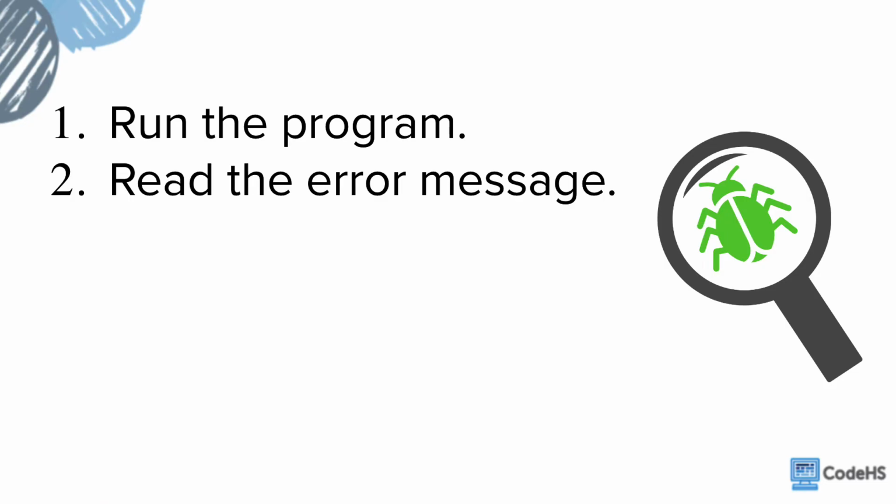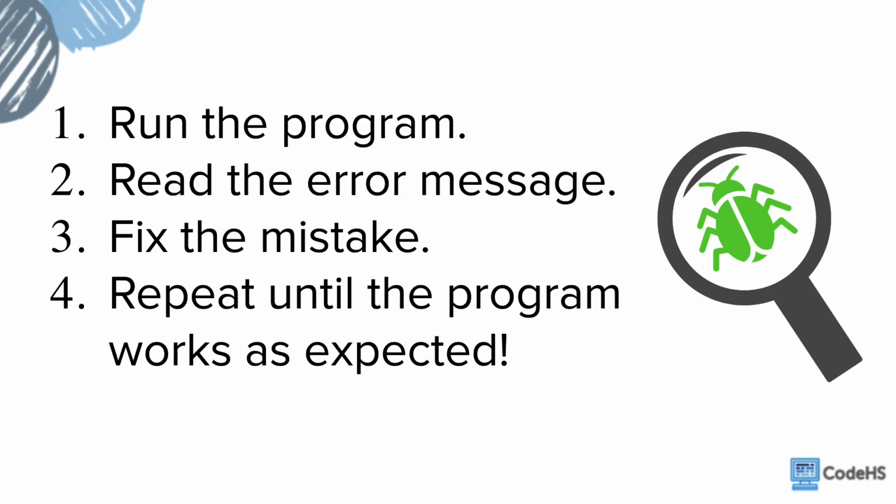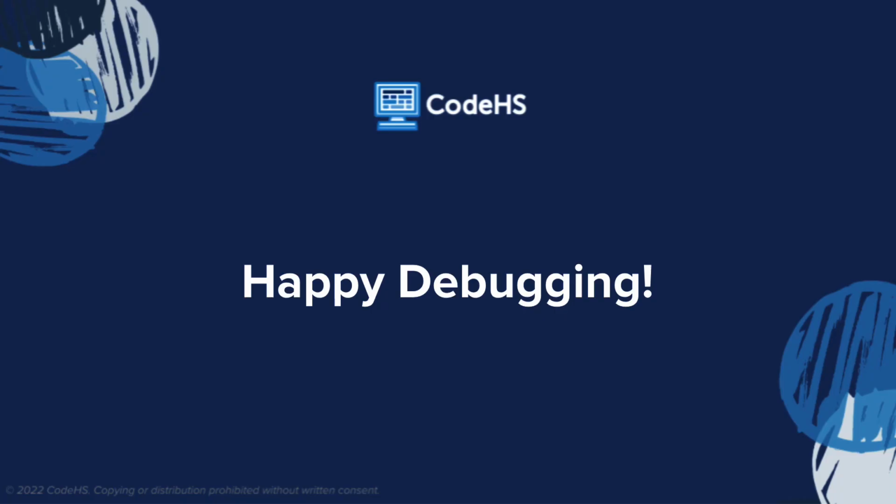Read the message closely. Use the information in the error message to fix the mistake. A lot of the time, the message will tell you exactly what line your mistake is on. Then start again. Run the program to see if you fixed the mistake. If you get another error message, read it and use that information to fix the bug. Debugging is a cyclical process, meaning we may have to go through the process a few times before our program works perfectly. Now that you know about debugging, it's your turn to give it a try.